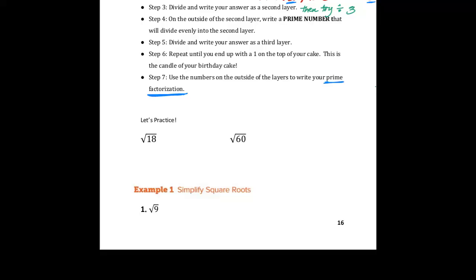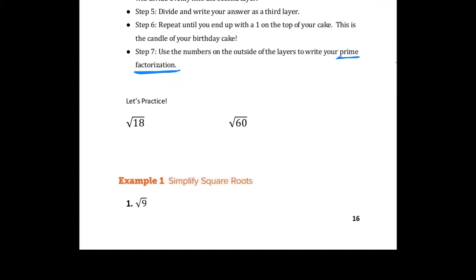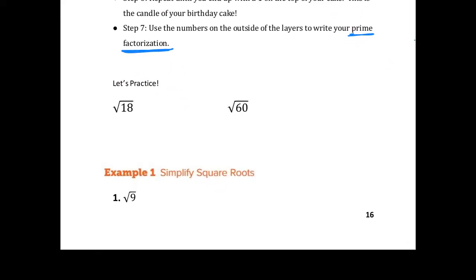So let's take a look at this. This says the square root of 18. Okay? We're going to start with the bottom layer. So we rewrite that number 18 on the bottom. And we are dividing. Okay? Dividing. 18, is that an odd or an even number?